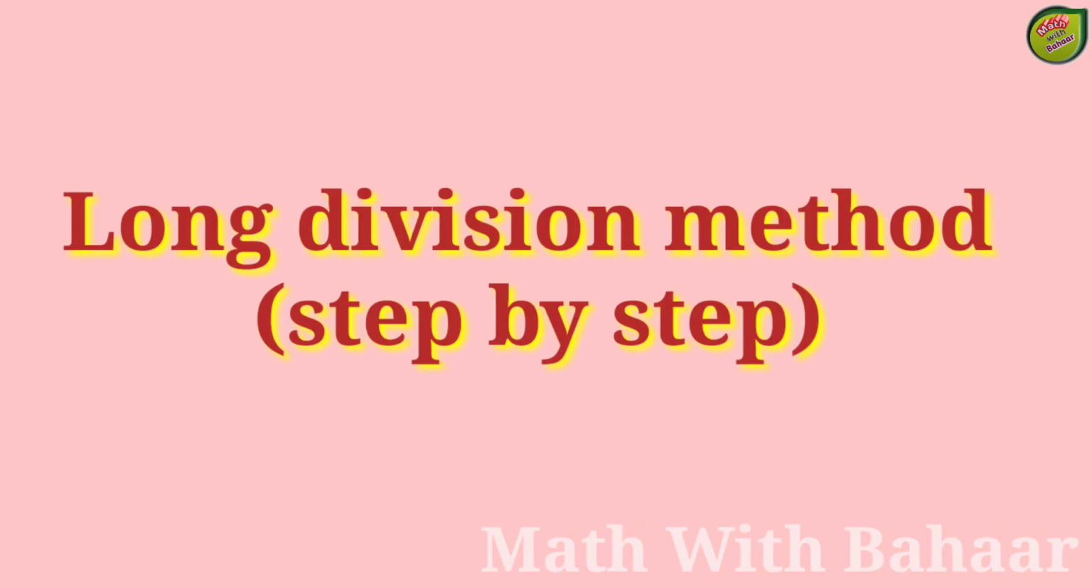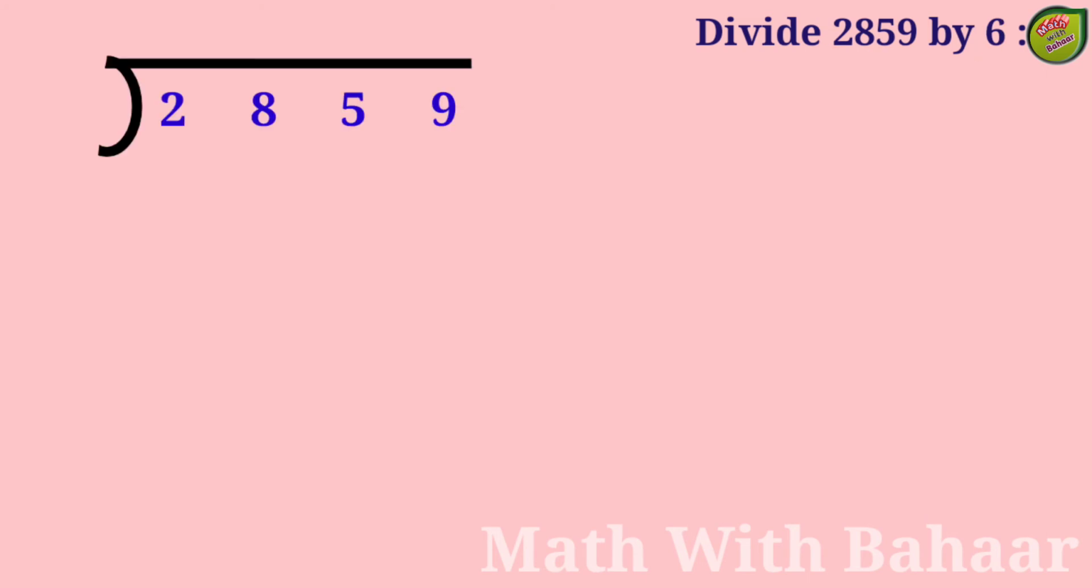Now let us understand the concept of division, that is, the step-by-step process of division, and we have taken the first example as divide 2859 by 6. So here 2859 is the dividend and 6 is the divisor. So let us write 2859 inside and 6 outside.